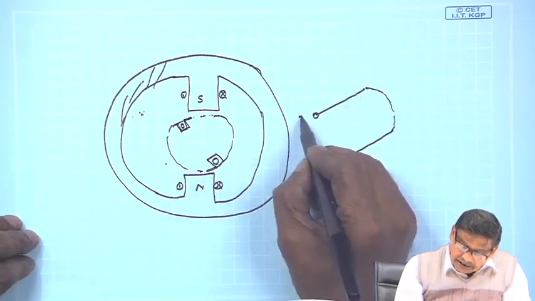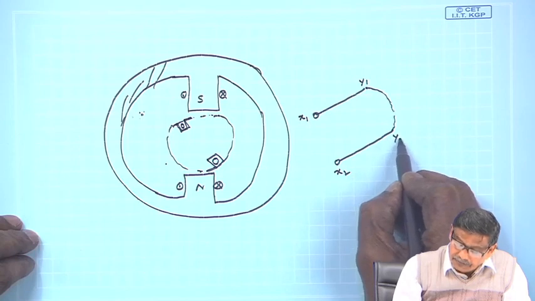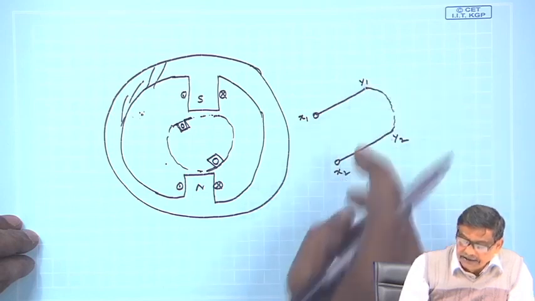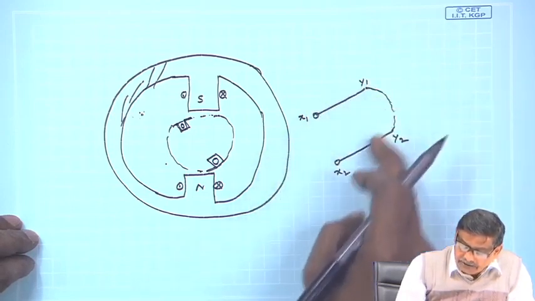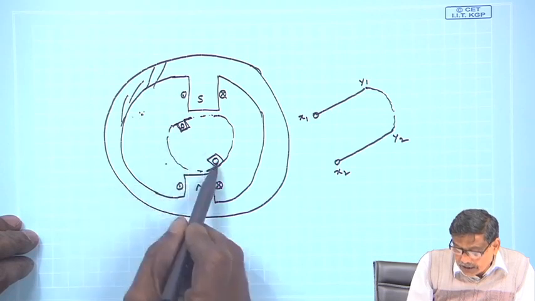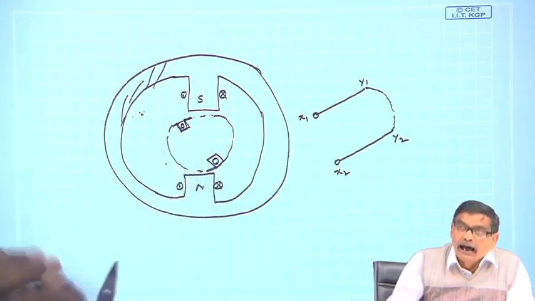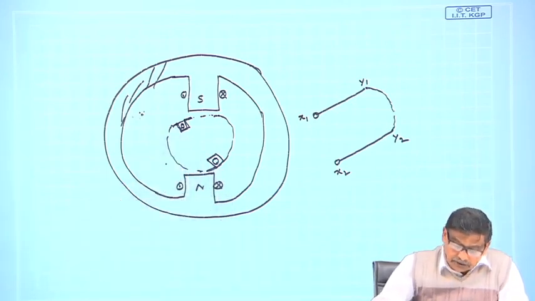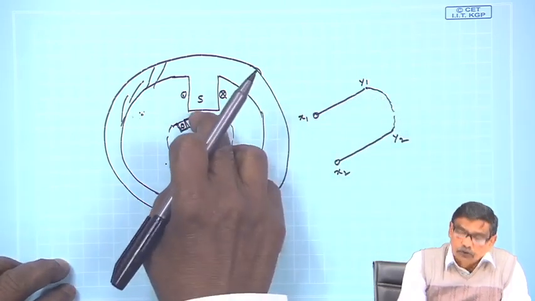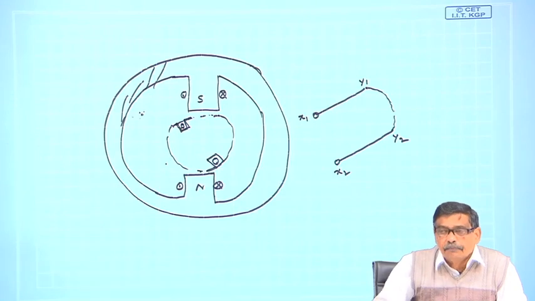It was like I was telling that this is say x1 y1 and this is x2 y2. And then these two conductors, if you join at the back in this fashion, then I can call this to be a coil. And by placing these two conductors in these positions, I have ensured one thing. What I have ensured is that when x1 y1 will be under the center of the south pole, I am sure x2 y2 will be under the center of the north pole.